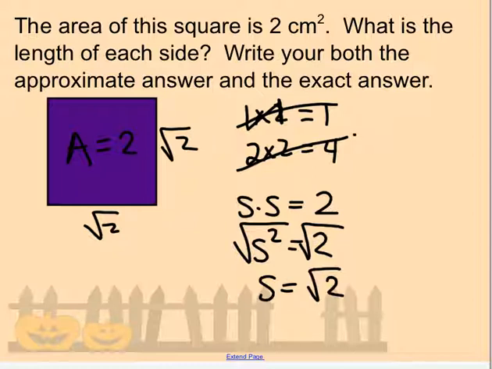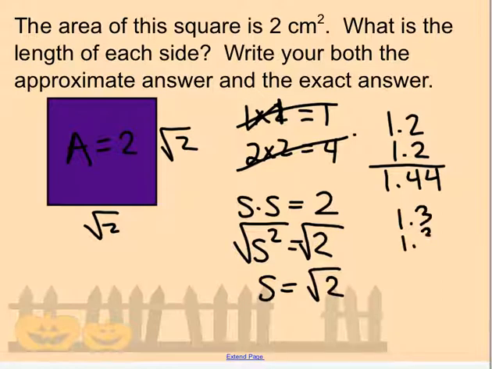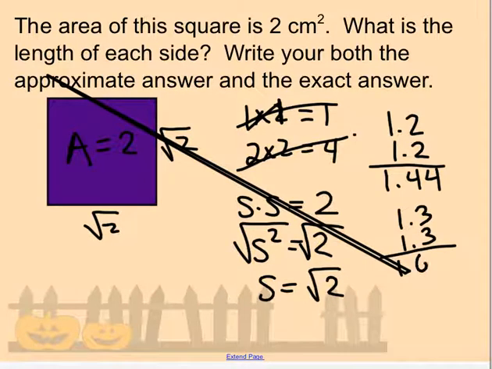But to approximate it, I would say, okay, is it closer to 1 or is it closer to 2? Because I know it's going to be between those two. And I would say it's probably closer to 1. Okay, maybe I try something like 1.2 times 1.2, seeing if we can get closest with tenths. And that comes out to 1.44, so not super close. Maybe 1.3 times 1.3, which gives me 1.69. I think I can get closer.